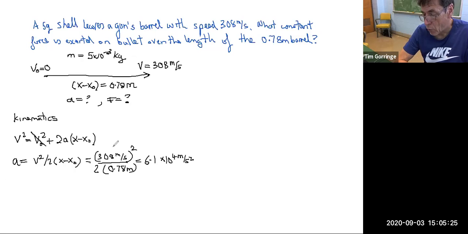Now, if you want to think about that acceleration, is it big, is it small? Think about the acceleration of gravity, 9.8 meters per second squared. That's roughly 10 meters per second squared. This is almost approaching 10,000 times that acceleration. So this is a huge acceleration. Anyway, now that we know the acceleration, we can apply dynamics.